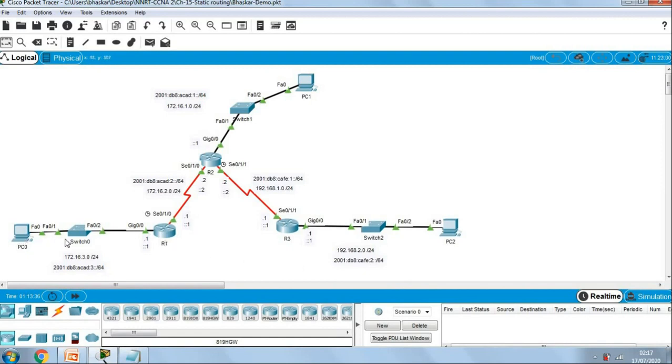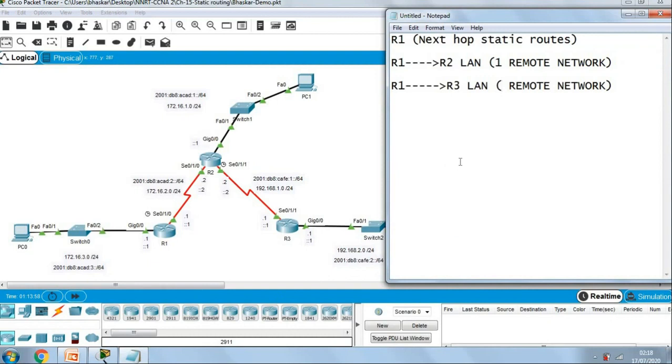Why is it two? The path is from PC0, I want to reach PC number 2, right? In this path, R1 is connecting with these two directly connected networks, but R1 doesn't know about this remote network as well as this remote network. So how many remote networks are there? Two remote networks are there to reach from R1 to R3 LAN. Now I'm going to configure the static routes for both IPv4 and IPv6.